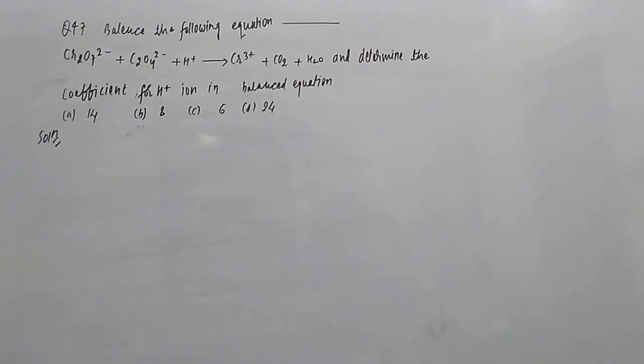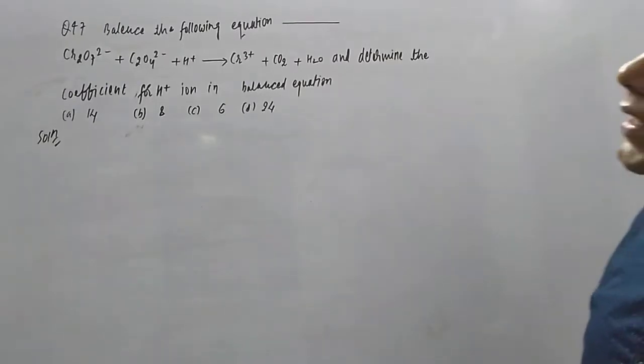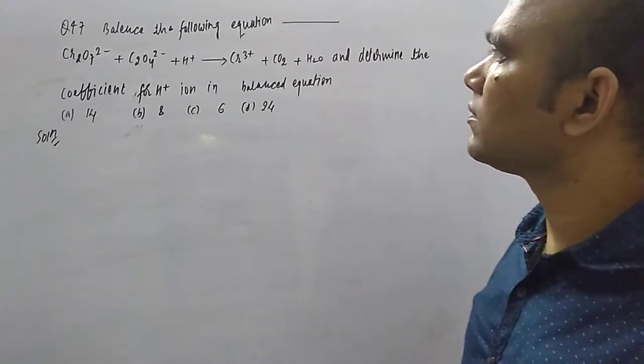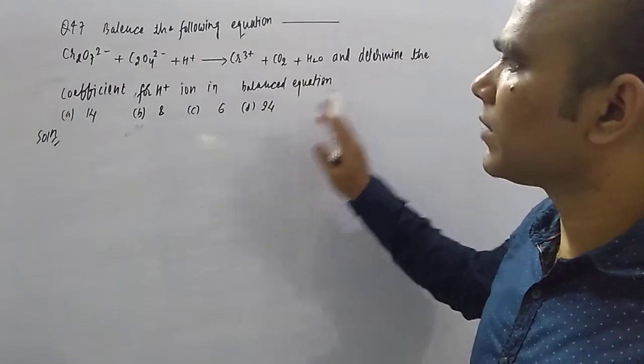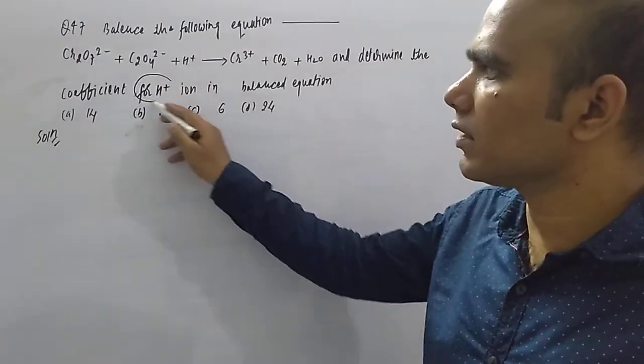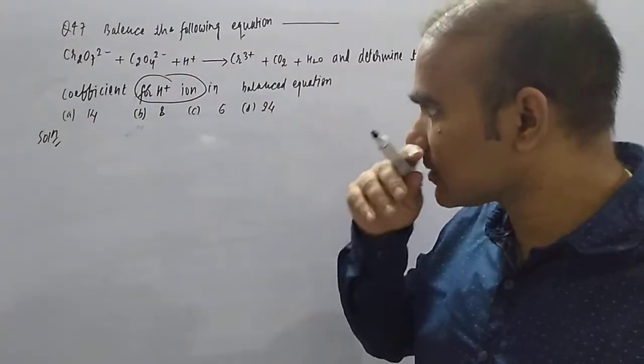Now let us see problem number 47. What they are saying: balance the following equation. An equation they have given, that is dichromate ion, Cr2O7 2 minus, and oxalate ion in acidic medium, giving Cr3 plus and CO2. Determine the coefficient for H plus ion. Okay, H plus ion coefficient they are asking the student.